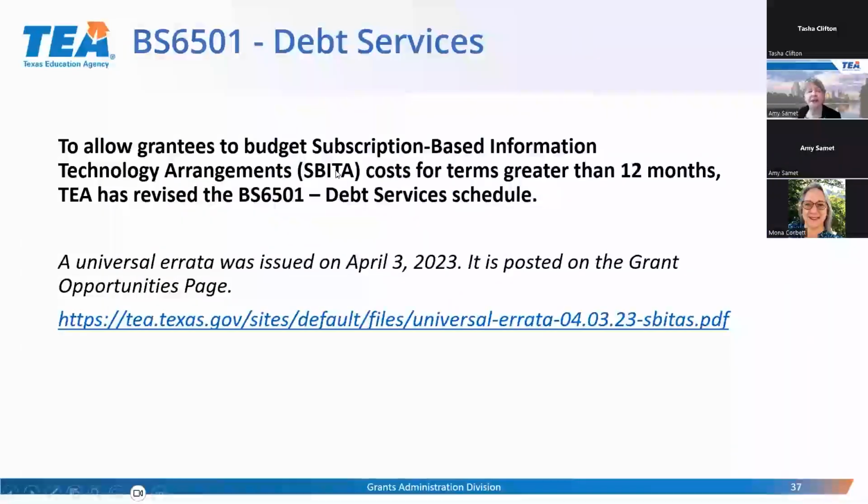There. BS 6500, debt services. To allow grantees to budget subscription-based information technology arrangements, SBITA, cost for terms greater than 12 months, TEA has revised the BS 6500 debt services schedule. A universal errata was issued on April 3rd, 2023. It's posted on the grant opportunities page. And when you review the slides for this presentation, you will find that this is a live link to get to that errata.